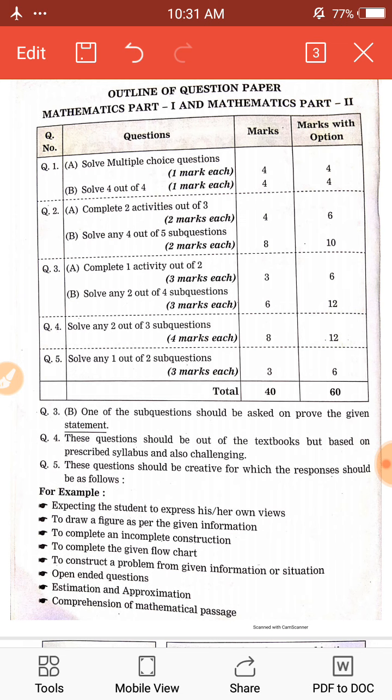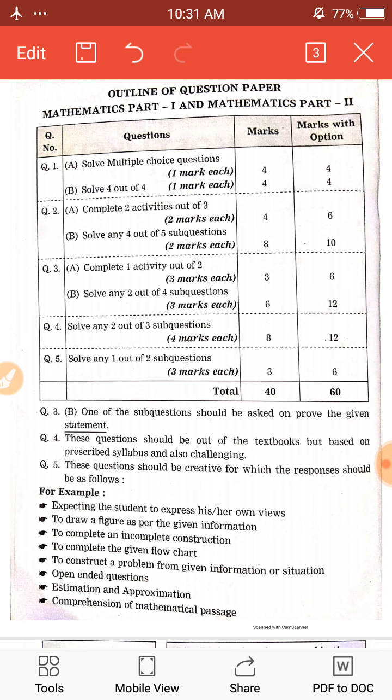Question 2B, solve any 4 out of 5 sub questions. Each question is for 3 marks, so it will give you 6 marks, and with option there are 12 marks. So with option 12 marks, without option 6 marks.